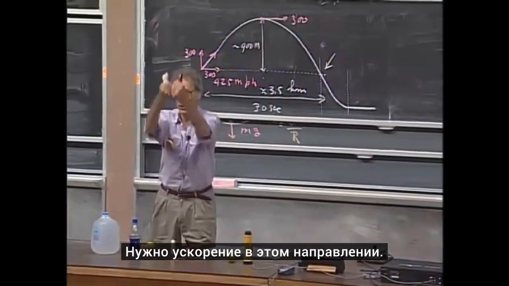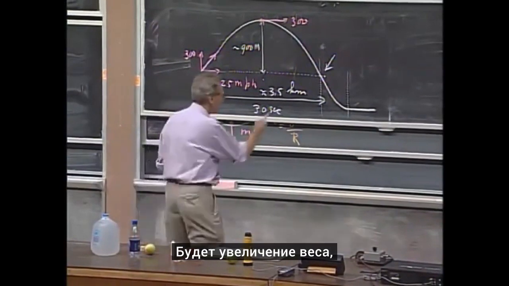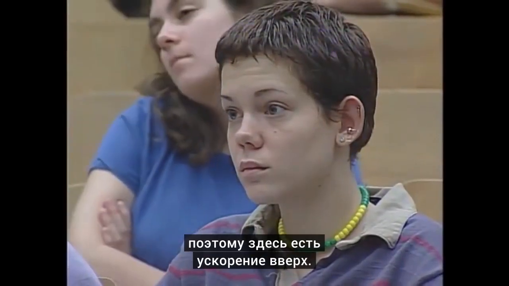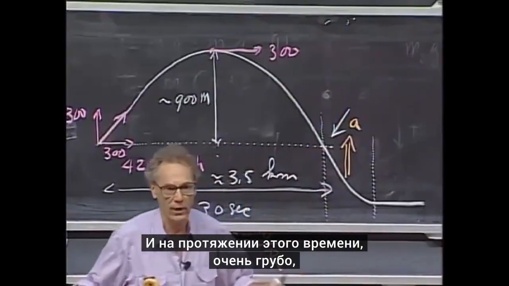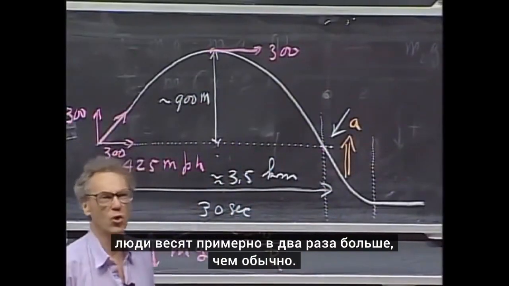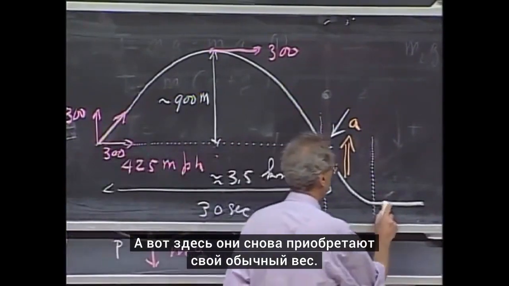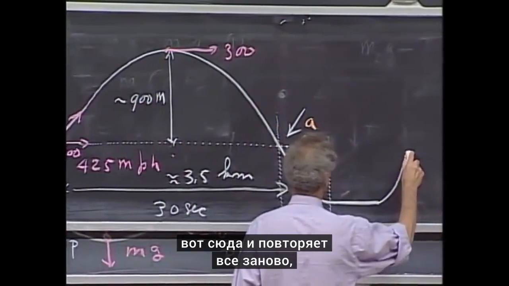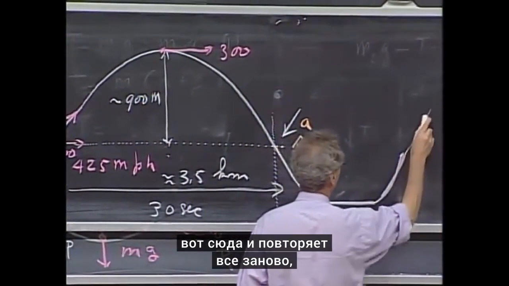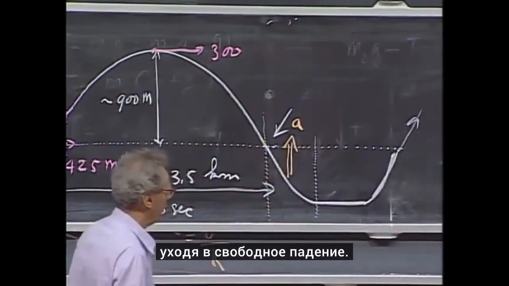You need an acceleration in this direction. There will be a weight increase. So there is here an acceleration upwards. And during this time, very roughly, people have about twice the weight. And then here they have again normal weight, and then the plane pulls up again, and here it goes and repeats the whole thing, again going into free fall.